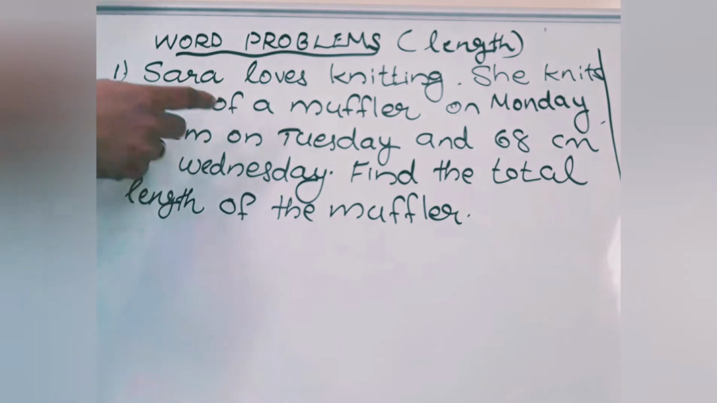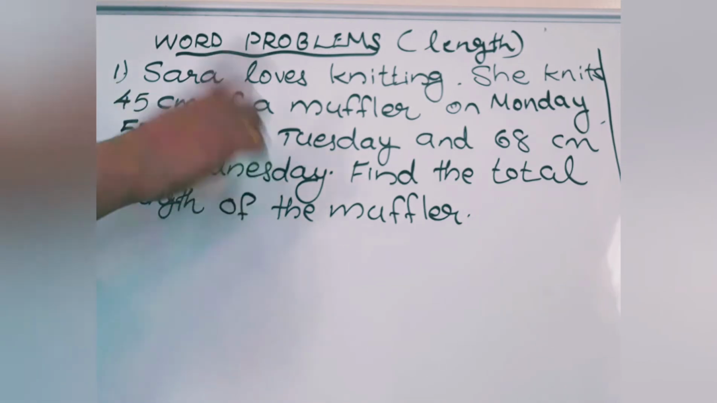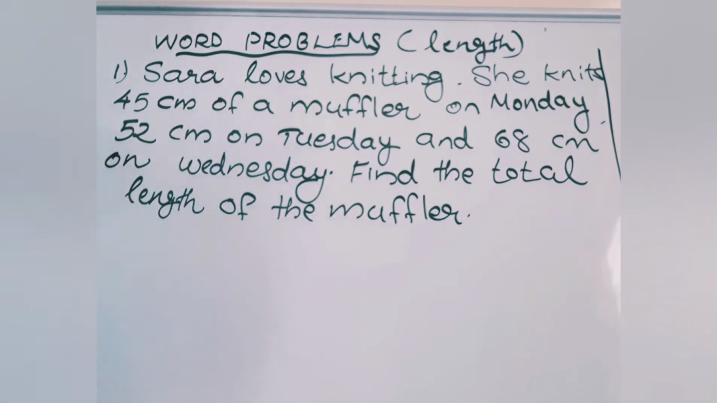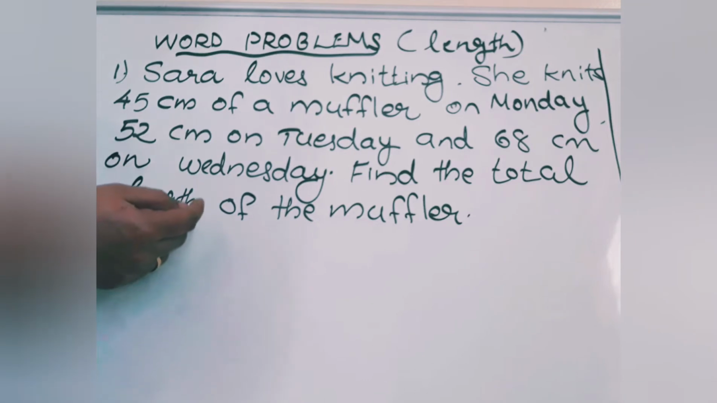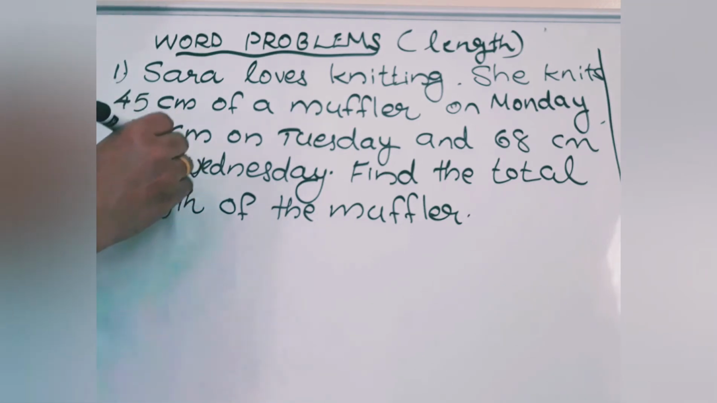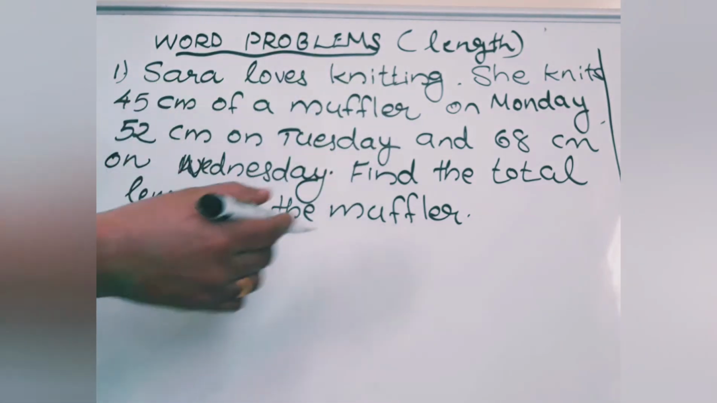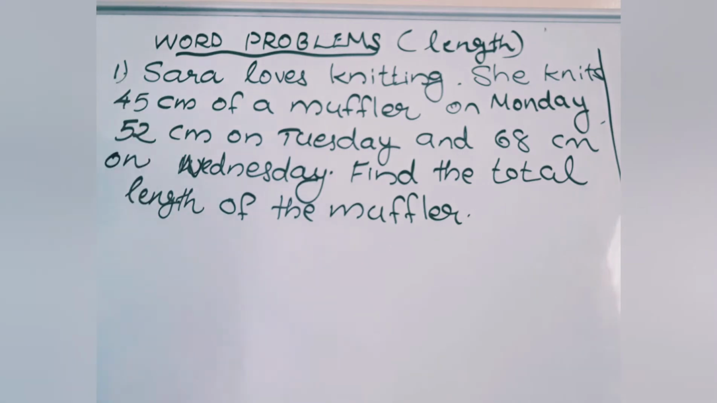Length of the muffler she knitted on Monday is equal to 45 centimeter. Length of the muffler she knitted on Tuesday is equal to 52 centimeter. Length of the muffler she knitted on Wednesday, this is capital, okay, Wednesday is equal to 68 centimeter. So total length is equal to, then you have to add.